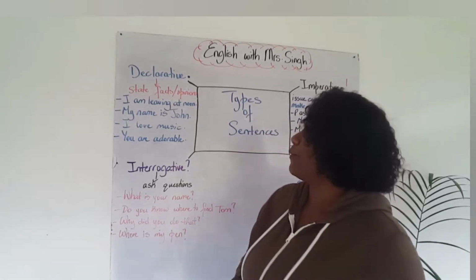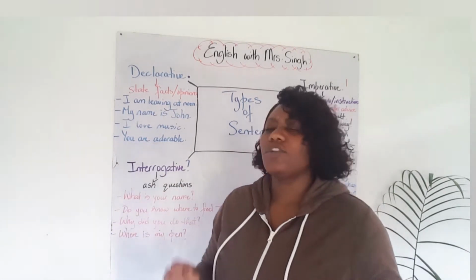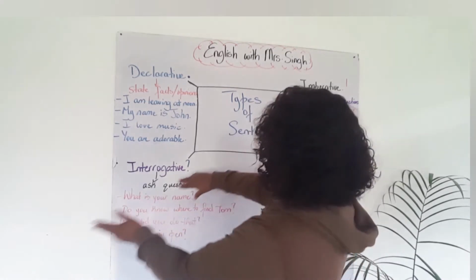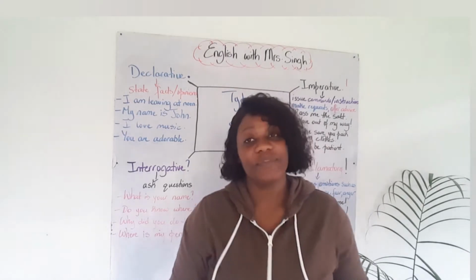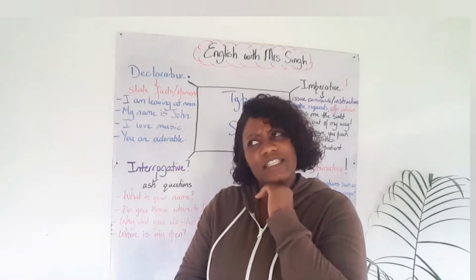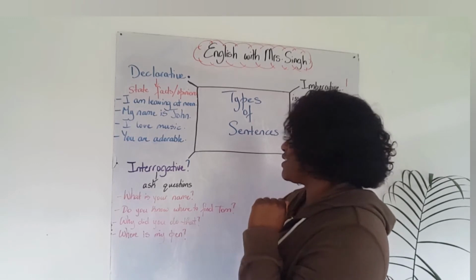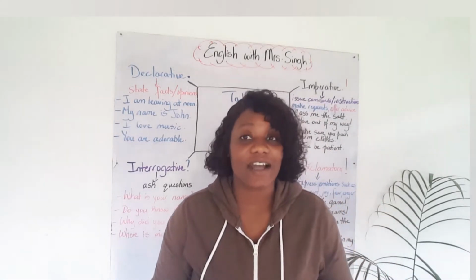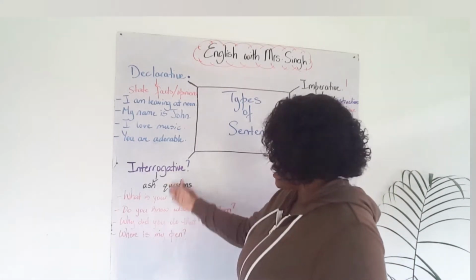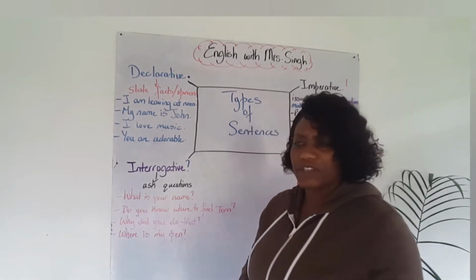So let us now move on to interrogative sentences. Now, what are interrogative sentences? These are sentences that end with a question mark. If they interrogate, what do they do? These are the types of sentences that ask questions. Let us look at these examples. What is your name? Do you know where to find Tom?